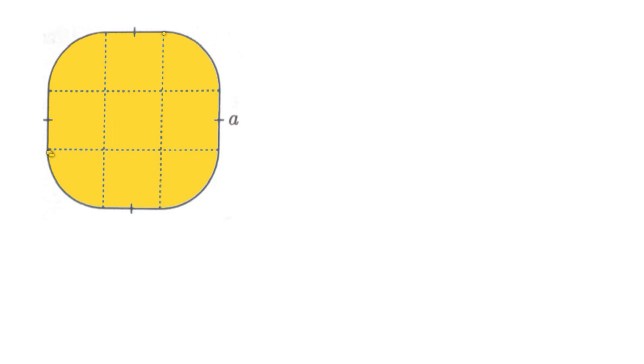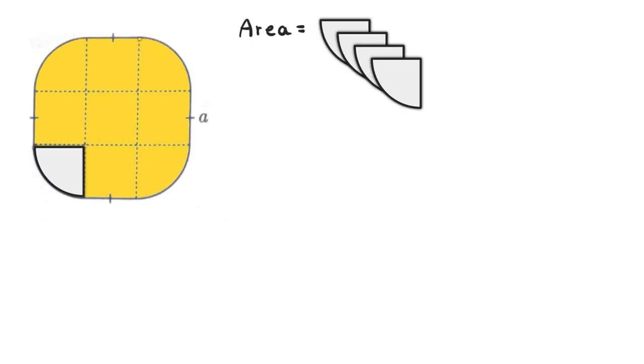To find the area of this shape, we're going to have to look at the individual segments. This shape represents a quarter of a circle, and it can be seen that it's here 4 times: 1, 2, 3, 4. So the area is going to consist of 4 of these quarter circle shapes, plus there are 5 of these square shapes as well.